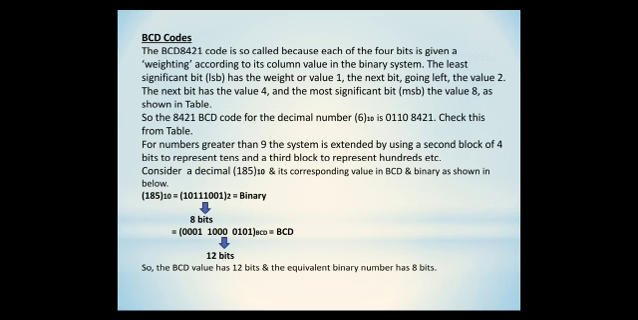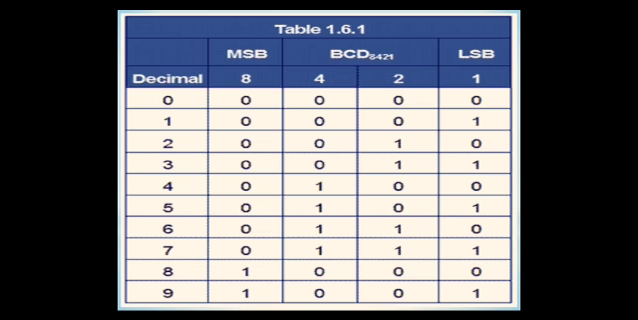Here the binary equivalent value of 1 is 0001, the binary equivalent value of 8 is 1000, and the binary equivalent value of 5 is 0101. This is the way we separate each digit. So finally we have 12 bits. The BCD value has 12 bits and the equivalent binary number has 8 bits. This is the way we convert decimal to BCD as well as binary.